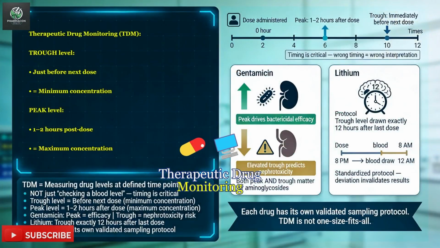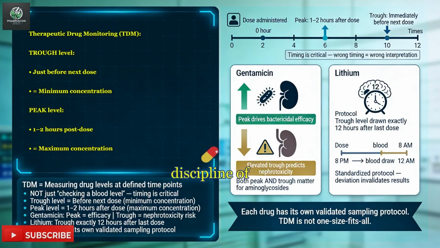Therapeutic drug monitoring, TDM, is the clinical discipline of measuring drug concentrations in blood at defined time points to ensure they remain within the therapeutic window. TDM is not simply checking a blood level. Timing of the sample is critical. Trough levels, drawn immediately before the next scheduled dose, reflect the drug's minimum concentration. Peak levels, drawn 1 to 2 hours after dosing, reflect maximum concentration.